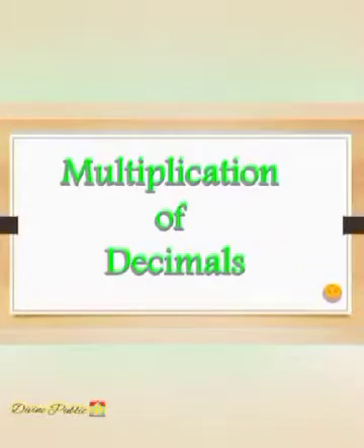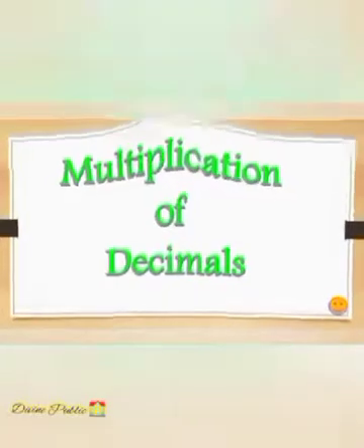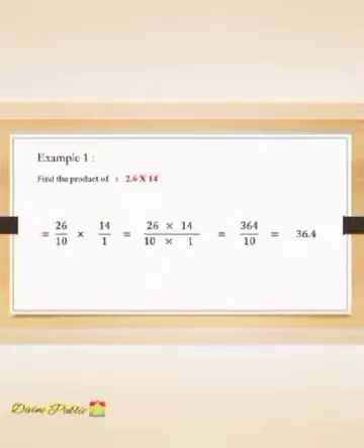Multiplication of decimals. Example 1. Find the product of 2.6 multiplied by 14. Firstly, we will convert 2.6 into a decimal fraction. After that, we will multiply 26 by 10 into 14 by 1. So we will get 364 by 10 and finally 36.4.